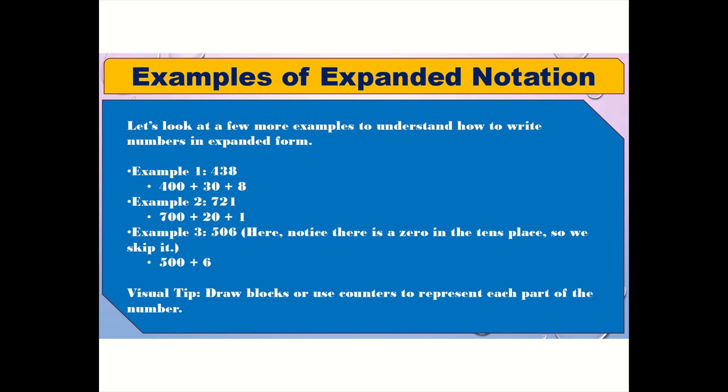Examples of expanded notation. Let's look at a few more examples to understand how to write numbers in expanded form. Example 1: 438 is 400 plus 30 plus 8. Example 2: 721 is 700 plus 20 plus 1. Example 3: 506. Here, notice there is a 0 in the tens place, so we skip it: 500 plus 6. Visual tip: draw blocks or use counters to represent each part of the number.